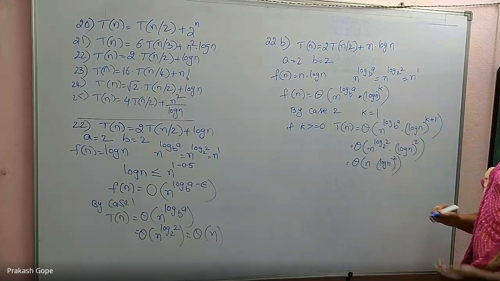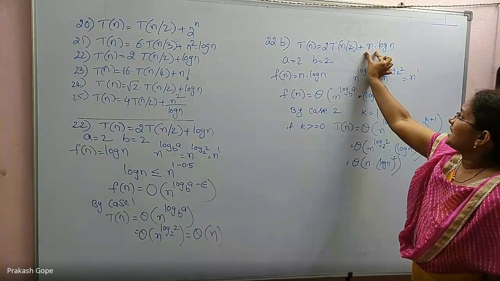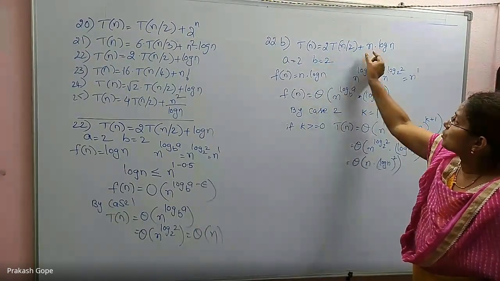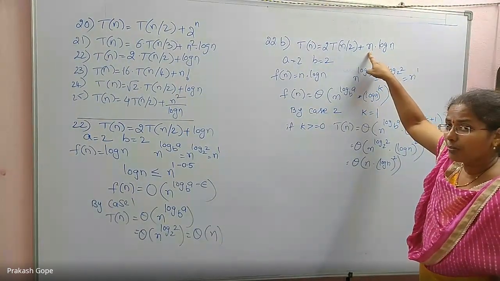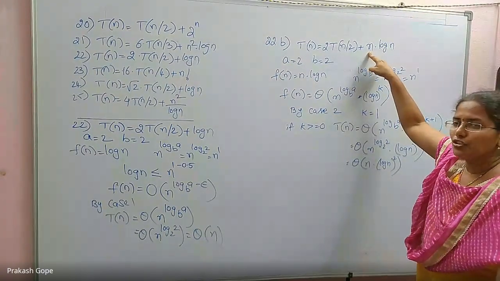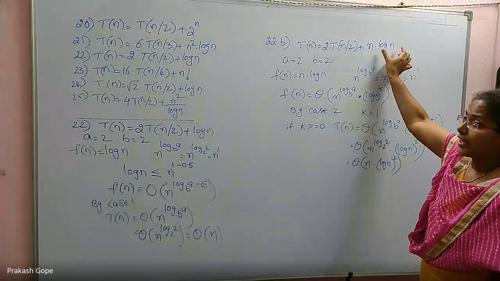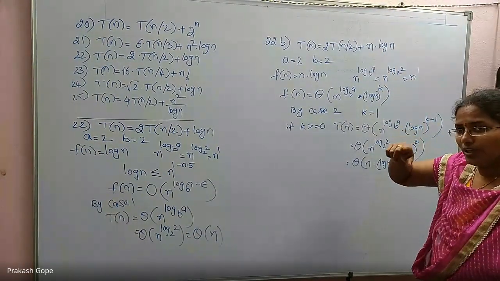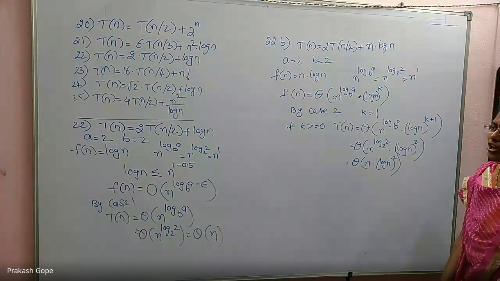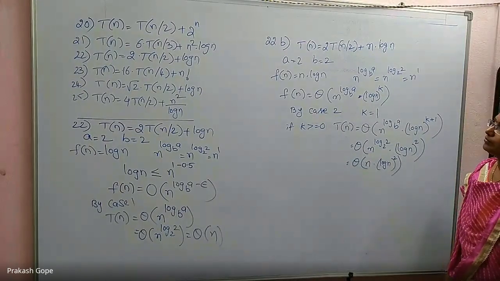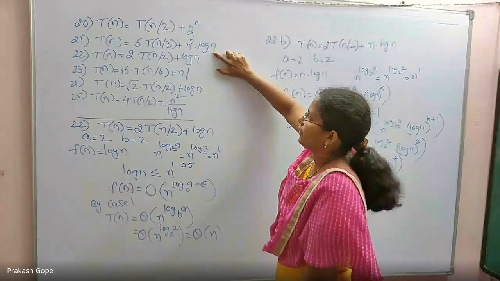For this question, whenever you see log n here, you just observe what is in front of it. Is it exactly the same as n power log a to the base b? Then it is going to case 2. If it is not in the format of n power log a to the base b, then definitely it is not case 2. Either it is case 1 or case 3 that you need to observe, because case 2 comes only when you have something into log n power something. It could be log n power 1, log n power 2. Such a question we have here also in 21.